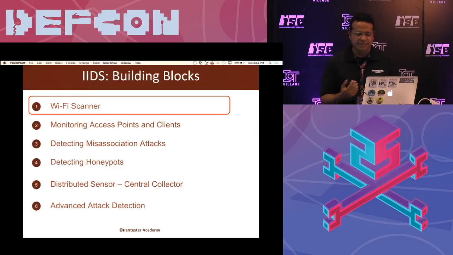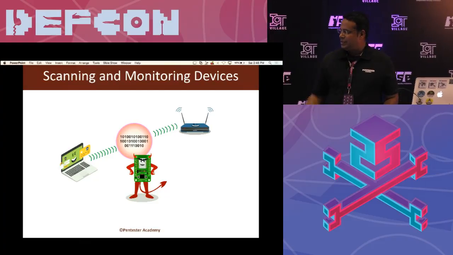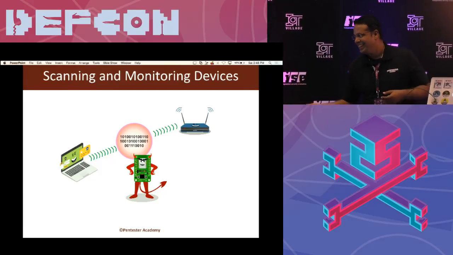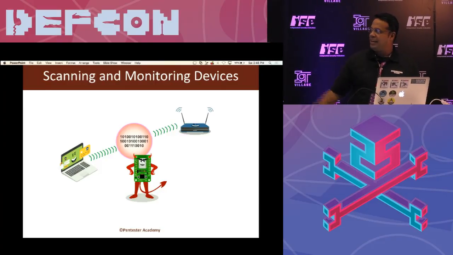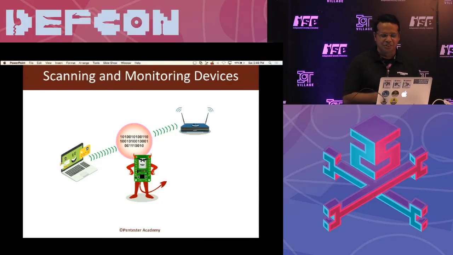Okay, so the Wi-Fi scanner functionality. So that is the attacker. The graphic is custom made. So typically, what you want to do is have the ability to monitor what is happening, right? That is the only way you can actually pick up that there is an attacker in the vicinity.